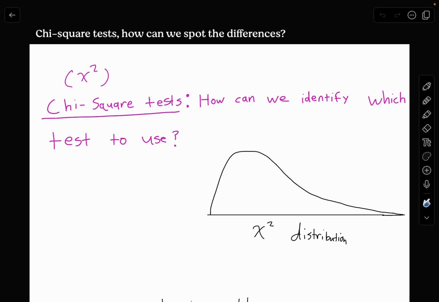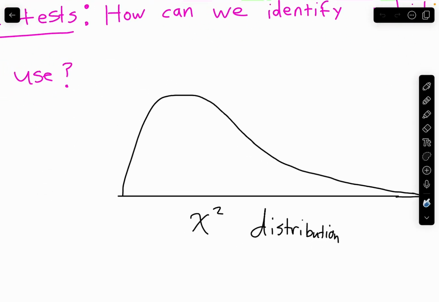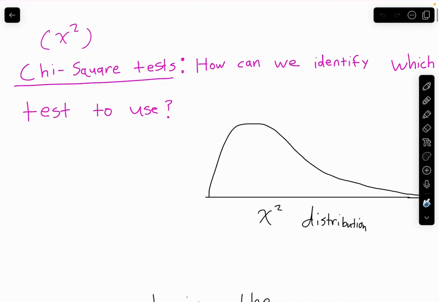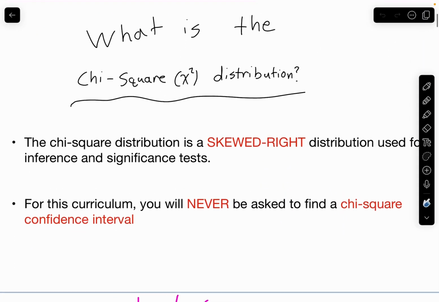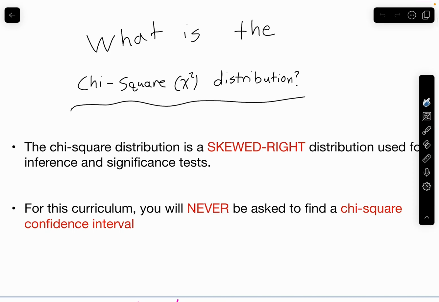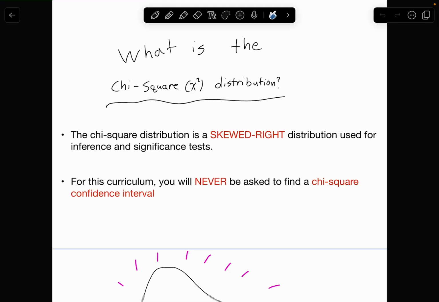And today I will be talking about chi-square tests and how we can identify which test to use based on a given prompt. Here's the chi-square distribution. It's skewed right. And what is the chi-square distribution? The chi-square distribution is a skewed right distribution used for inference and significance tests. For this curriculum, you will never be asked to find a chi-square confidence interval.